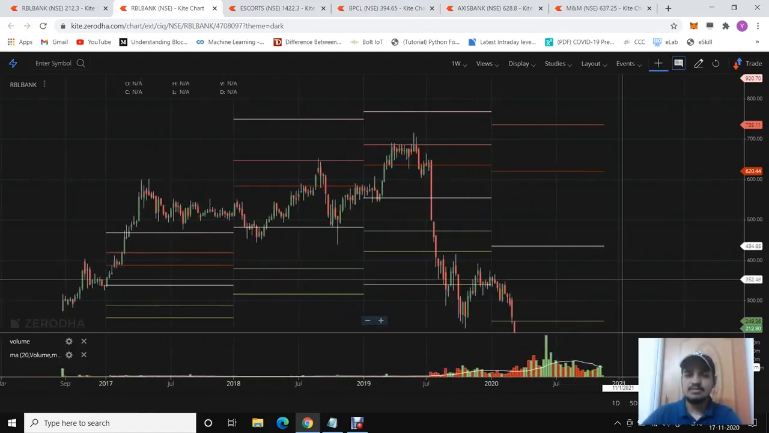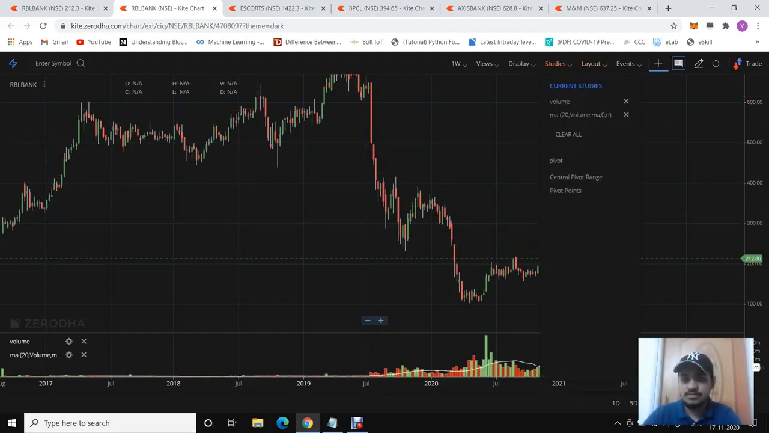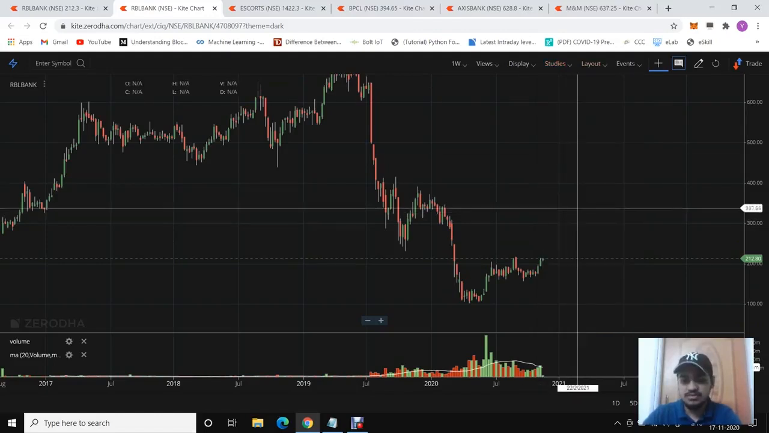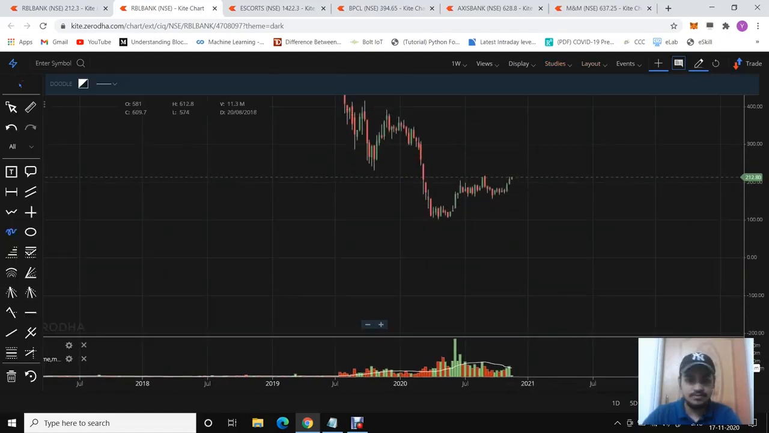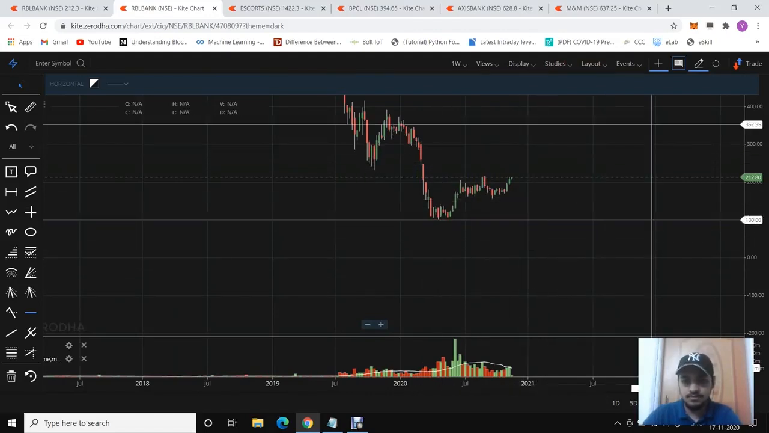See, the thing is simple. If you try to spot some support or resistance levels on a monthly time frame, the normal ones, not the ready-made pivot points, if I just remove these pivot points and you try to spot normal support resistance, let's say this is your support. What I can see from here is that 100 is a good support for RBL Bank. It came down till here and reversed from here.